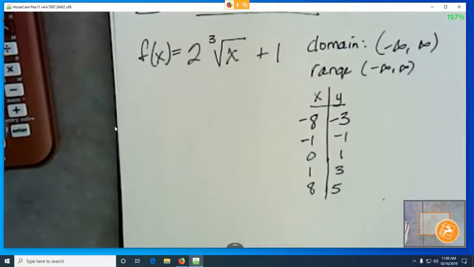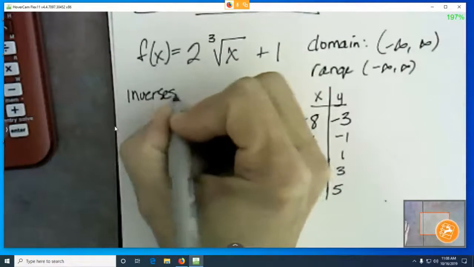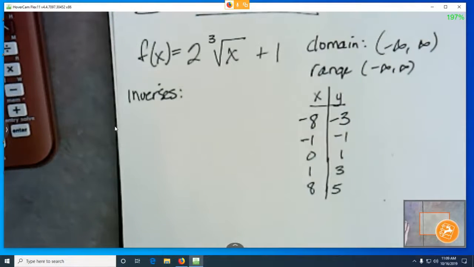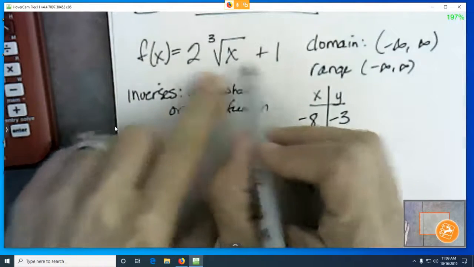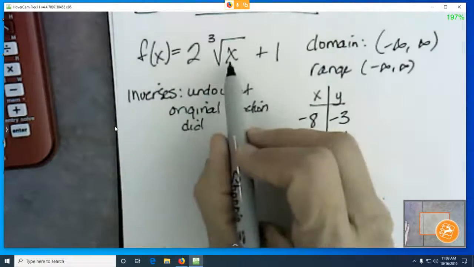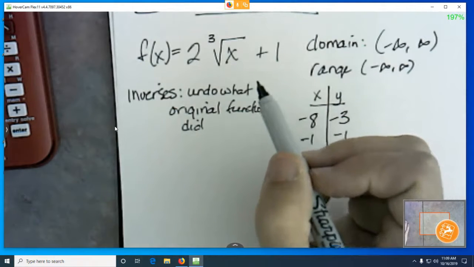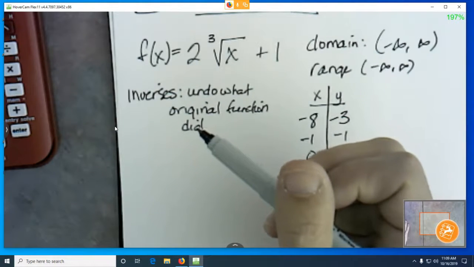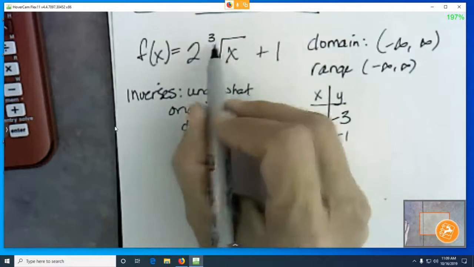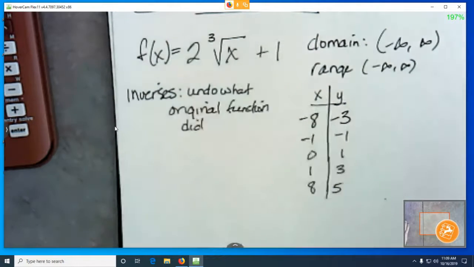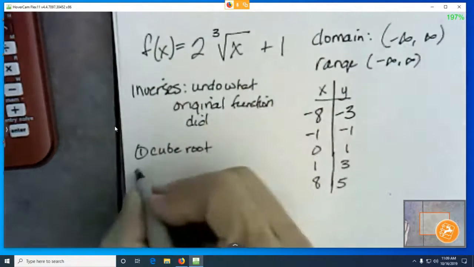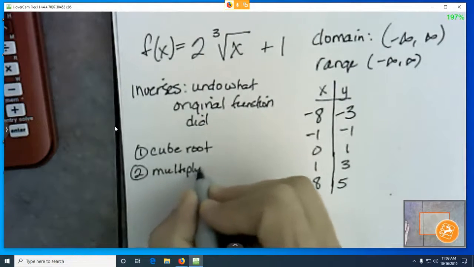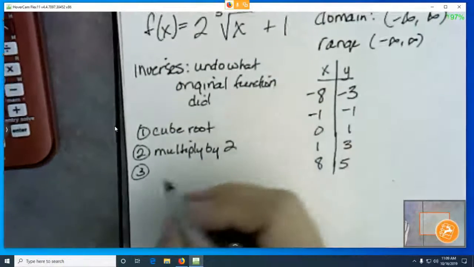What we really want to do with this is talk about the inverse of this function. When we talk about inverses, the basic idea of these is that they undo what the original function did. So they undo it, or they reverse what the original function did. If we look at what's happening to the x in this one, we could go through and talk about each different thing that happens to the x, different operations, and then we could think about how to reverse that, or how to undo that. If we look at our x, the first thing that happens to it is that we take the cube root. Then we take that result and we multiply it by 2. That's the next thing that happens. And then after that, we add a 1. That's the third thing that happens.